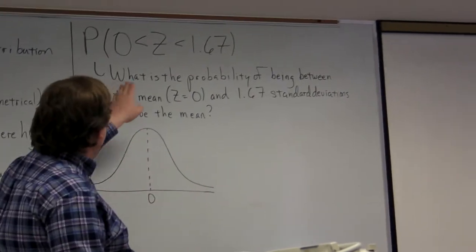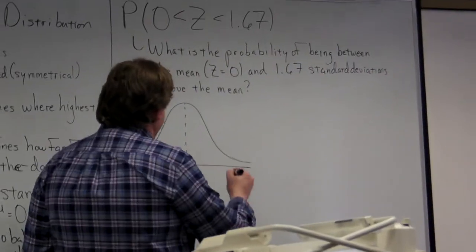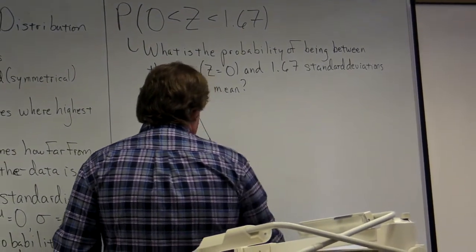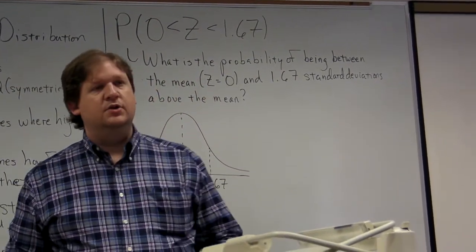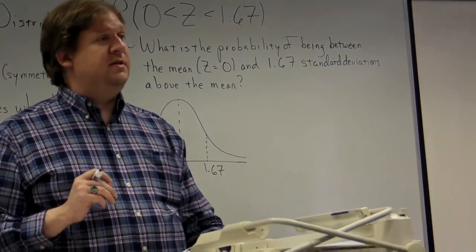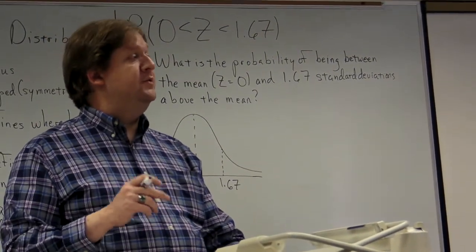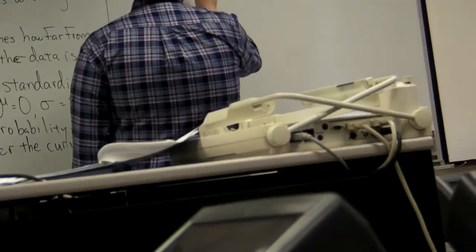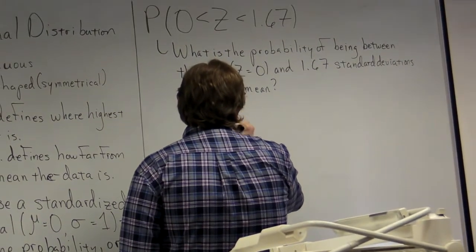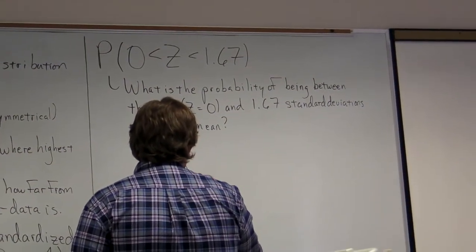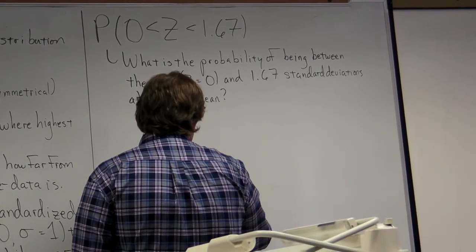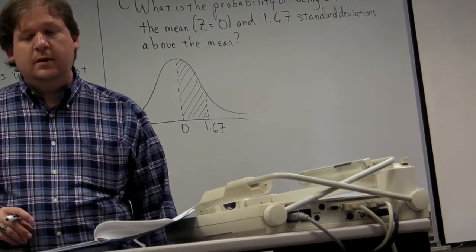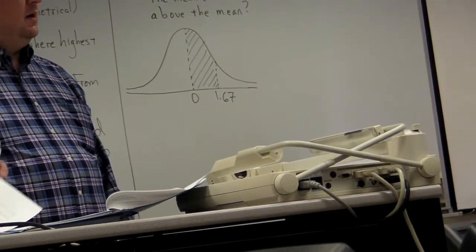I'm looking for the probability of being between this mean of 0 and 1.67 standard deviations above the mean. Where you put 1.67 doesn't really matter as long as it's above 0. So I can put it there. And what I'm looking for is this area here, the area between 0 and 1.67.